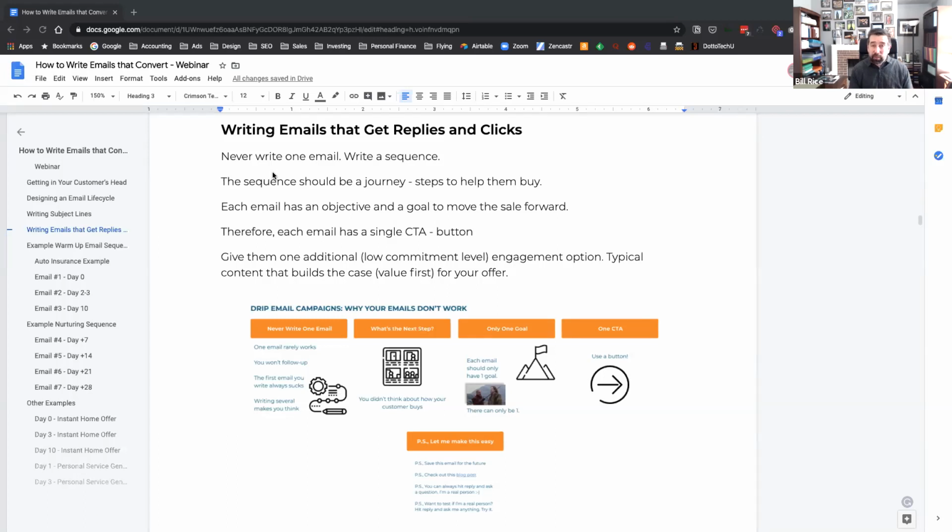Another reason to never just write one email is, guess what? Even if you're talking about writing multiple emails within the sequence, the first email that you write, I guarantee, the first email that I write in any sequence always sucks, right? I have to get into a flow. I have to get into that particular situation, that particular industry, that particular product. And so I will optimize.